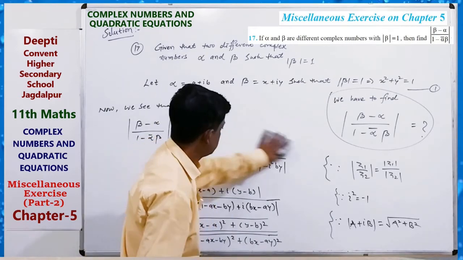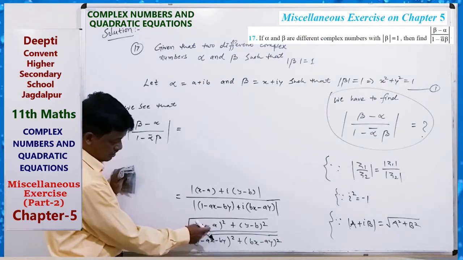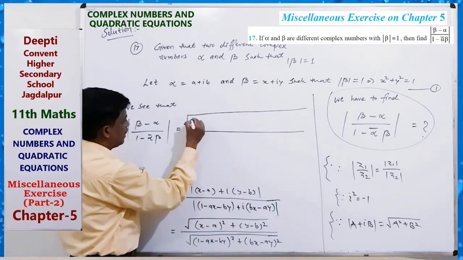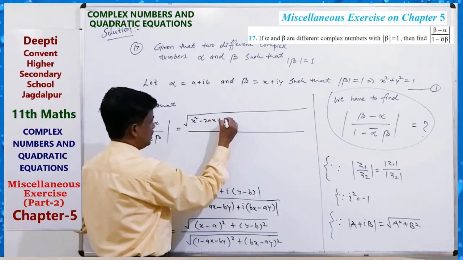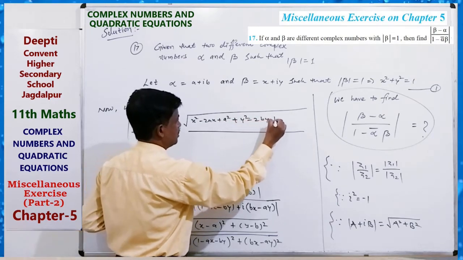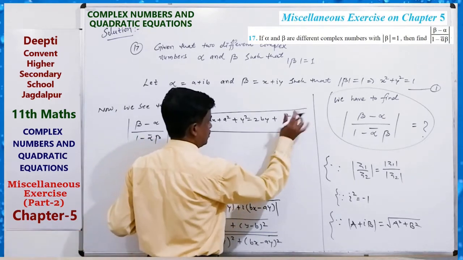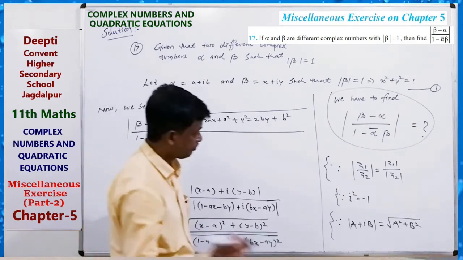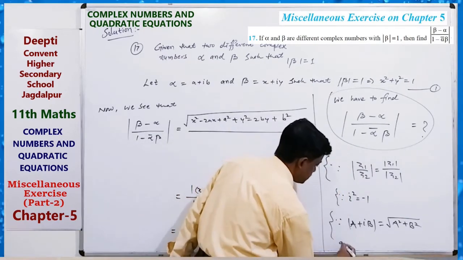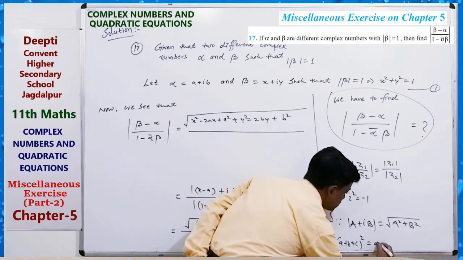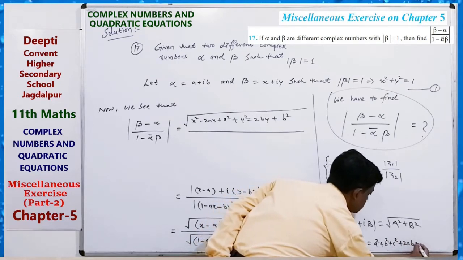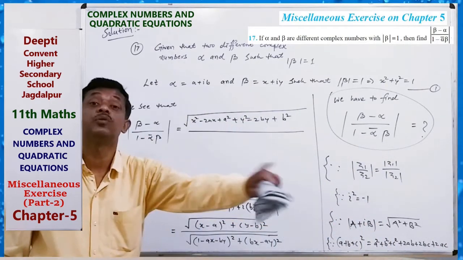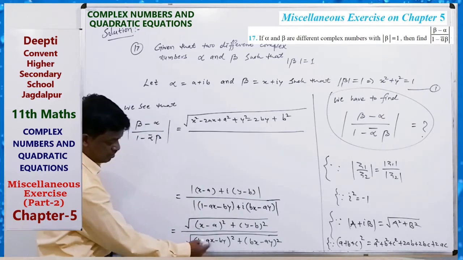So after this line we can write root over x square minus 2ax plus a square plus y square minus 2by plus b square in the numerator. Now breaking the denominator's whole square here, we know the formula: (a plus b plus c) whole square is equal to a square plus b square plus c square plus 2ab plus 2bc plus 2ac. This is also a formula, so apply (a plus b plus c) whole square, taking the signs.